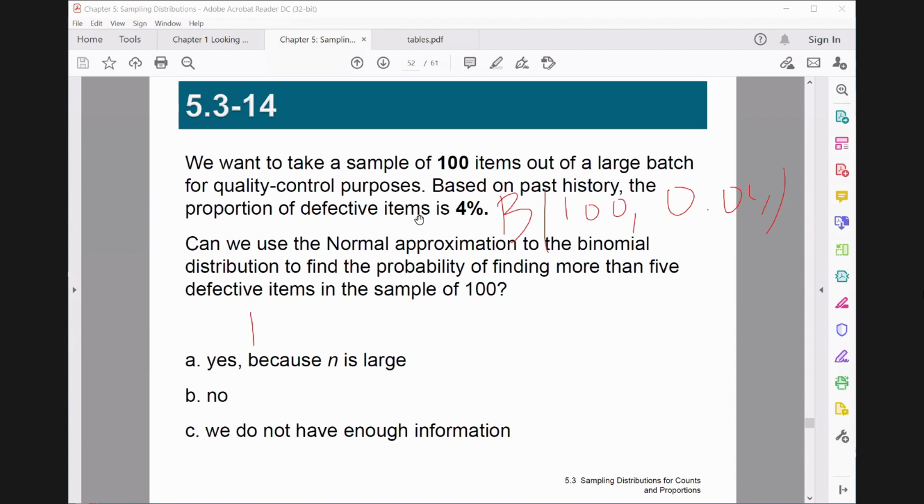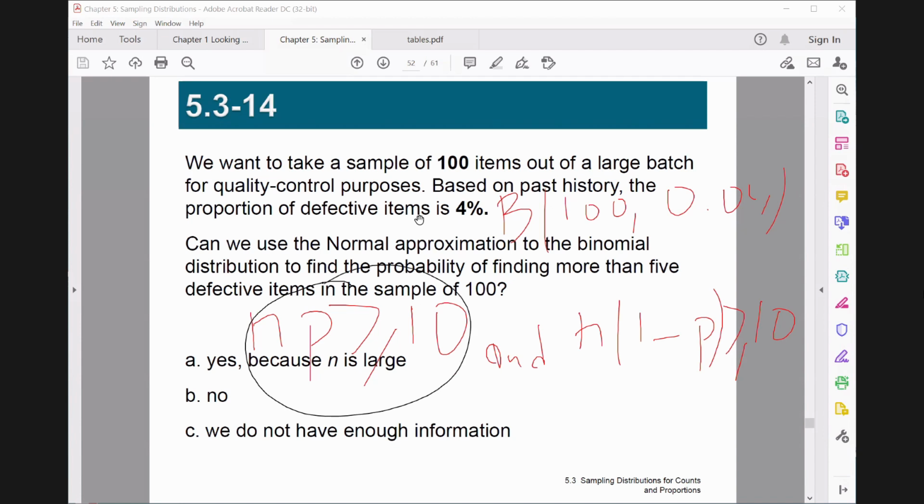At what time can you approximate it? We said we need two hypotheses. The first one is NP is more than 10 and N times 1 minus P is also more than 10. So we studied in the lecture that what is required is N times P is more than 10 and N times 1 minus P is more than 10. Is it true in this case or not? Maybe the hardest hypothesis is related to the first one, because here we have to verify, as P is much smaller than 1 minus P.